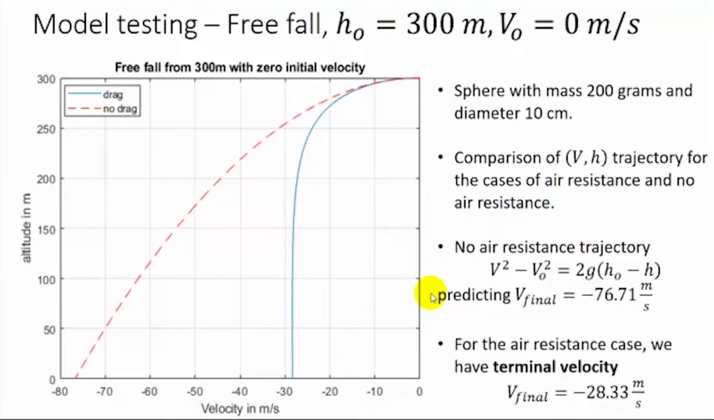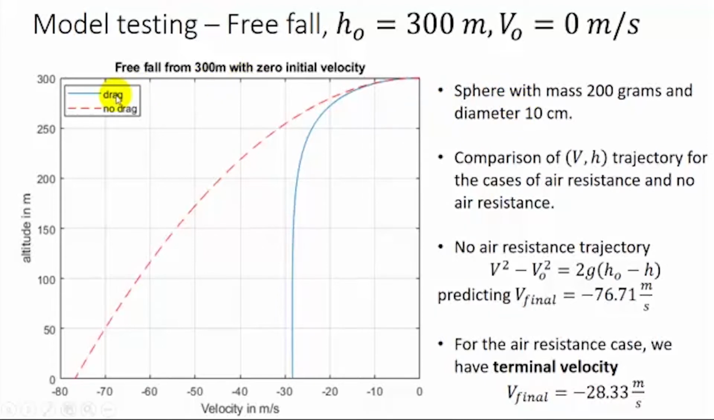The first experiment to be conducted is a free fall experiment from an initial altitude of 300 meters and an initial speed of 0 meters per second. So we have a sphere of 200 grams and diameter 10 centimeters. Initially, we would like to plot the trajectory of the velocity and altitude of the sphere for the two cases.